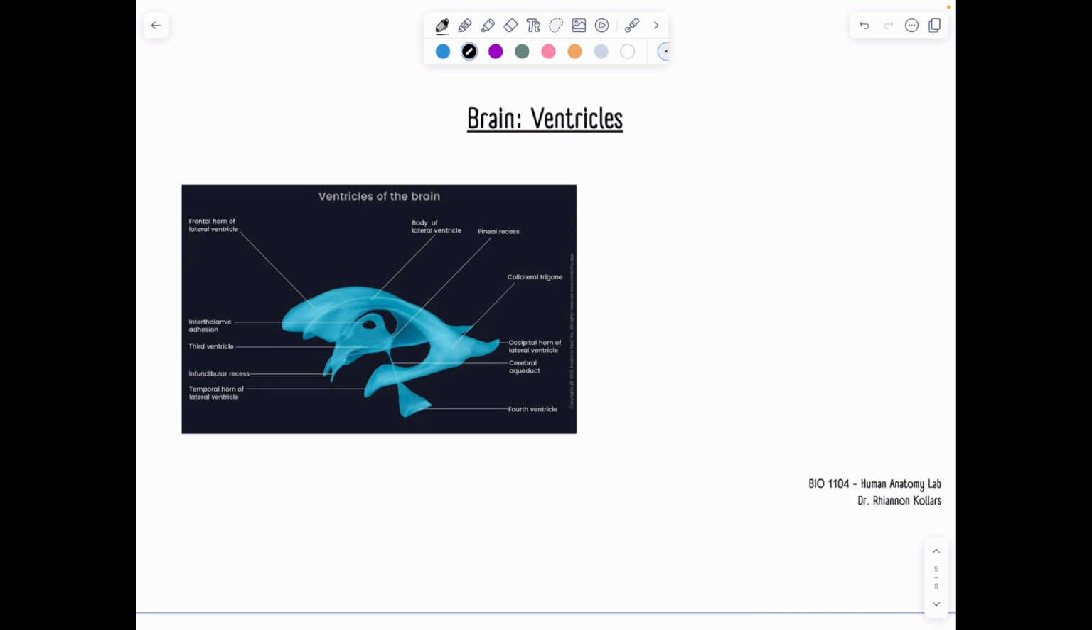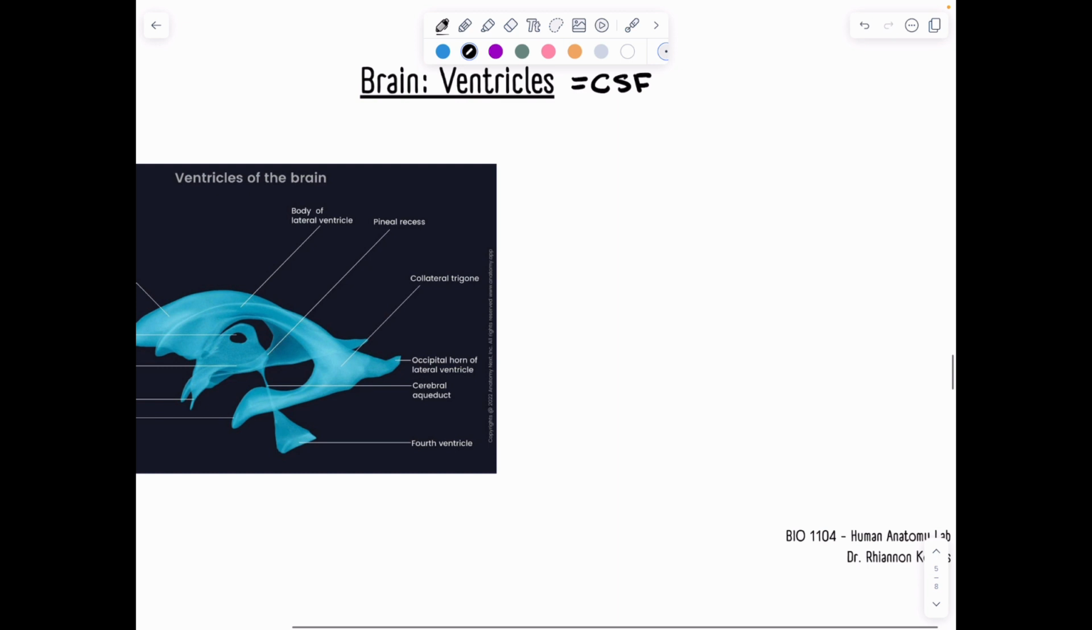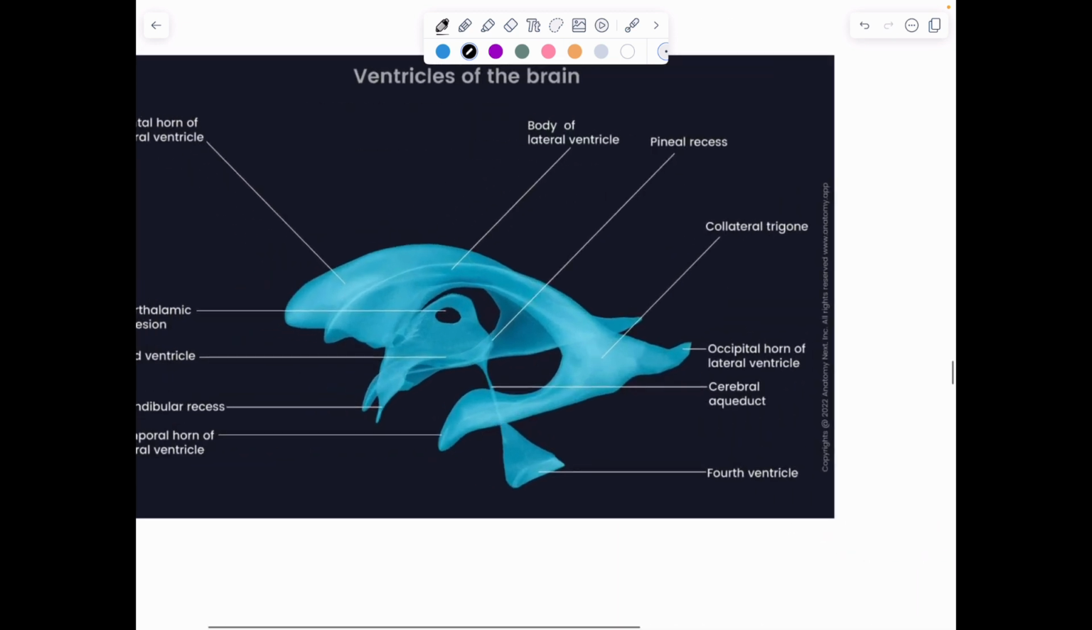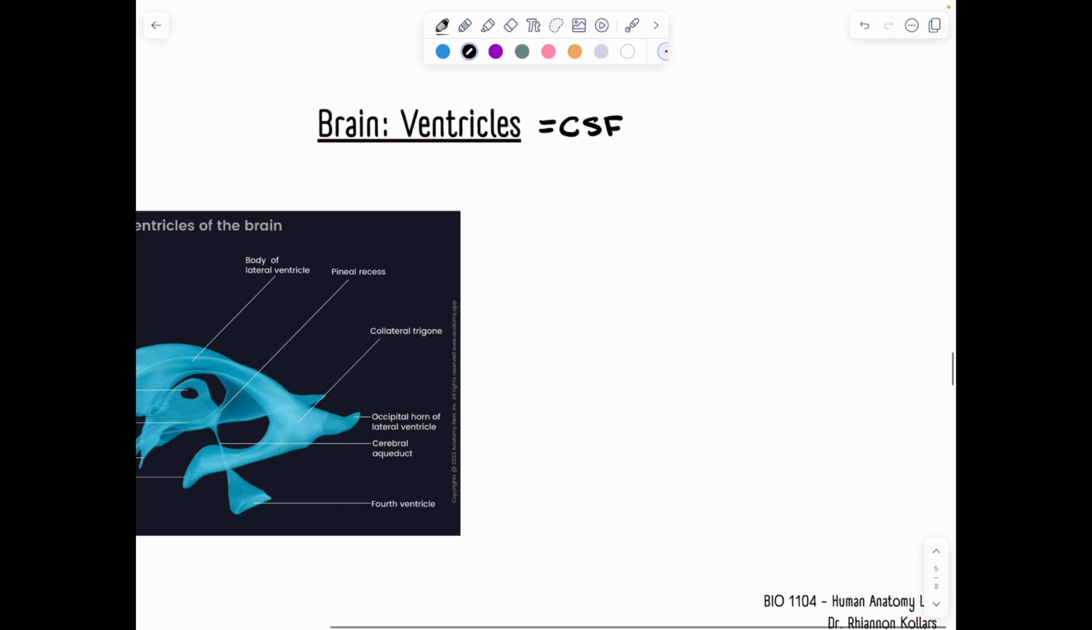Now, I talked about the ventricles before, and our ventricles are what are holding our cerebrospinal fluid. So this is our fluid for our structures. This is where our nutrients are coming from for the different structures of our brain. And with that, this is the complicated drawing of it. I'm going to do a little uncomplicated, my way of remembering what ventricles relate to what regions.